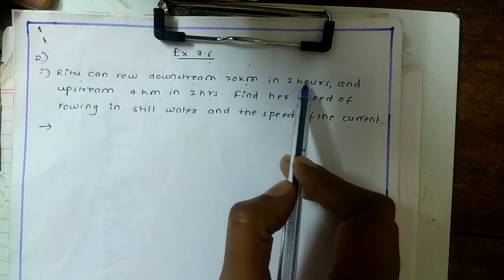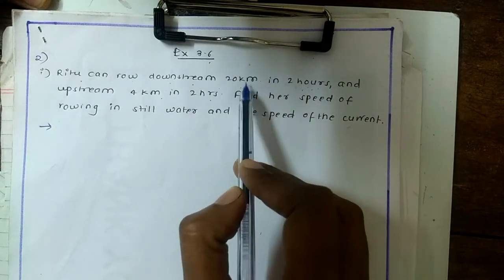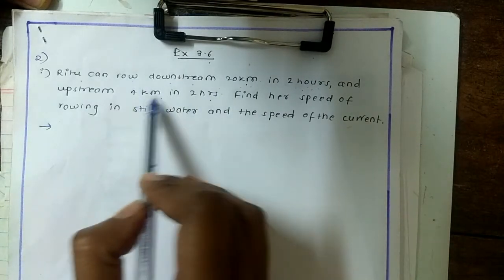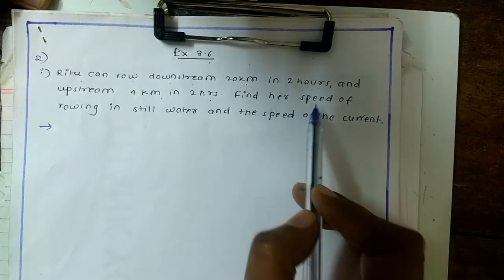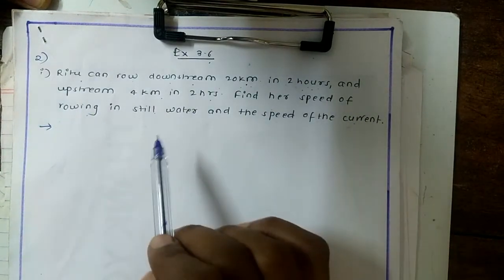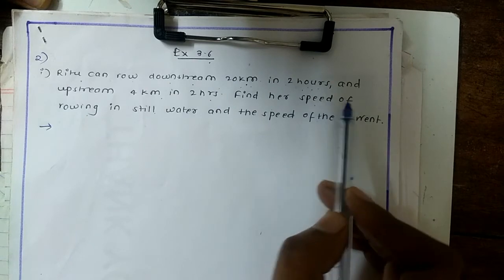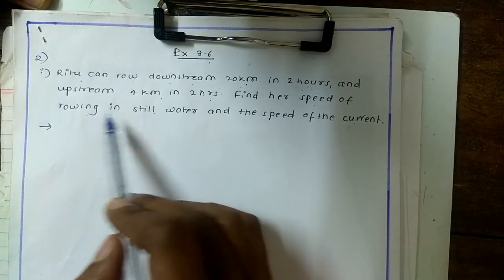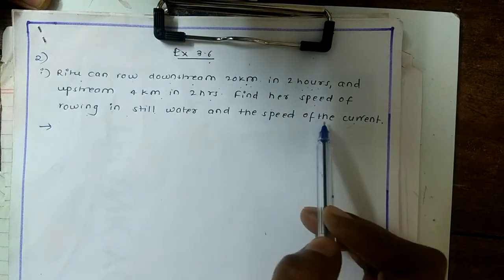Once she is going for 2 hours, in that she is covering a distance of 20 km, and with the same 2 hours she covers a distance of 4 km. Find her speed of rowing in still water and the speed of current. So here two quantities we have to find out: her own speed of rowing, and the speed of current.